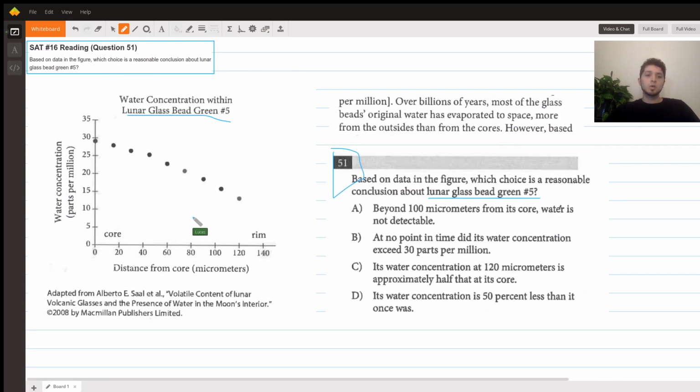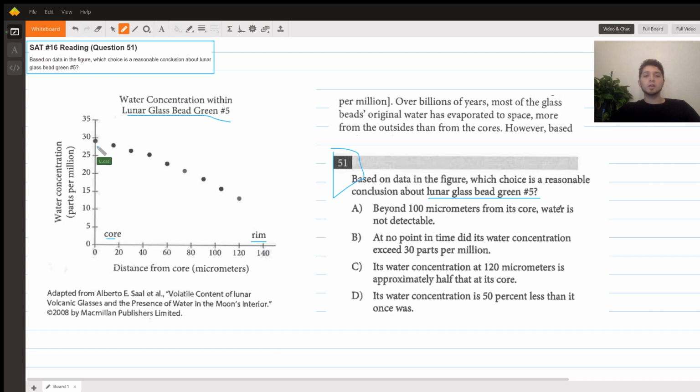So first thing we want to do is get a sense, make sure we understand what the figure is about. So it's a pretty simple graph. On the y-axis, we have water concentration in parts per million, and it's going up, right? So, 0 all the way up to 35 parts per million. And then here we have distance from the core, in micrometers. So here is a 0 distance from the core. So this is the core here. And then as we go outside, we eventually get to the rim.